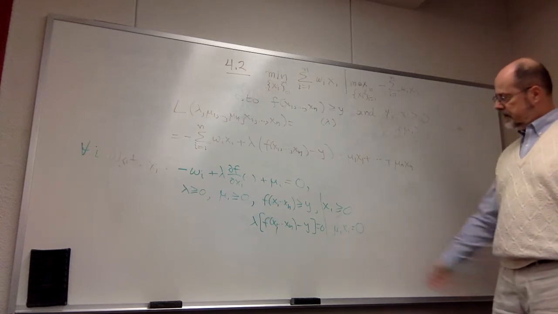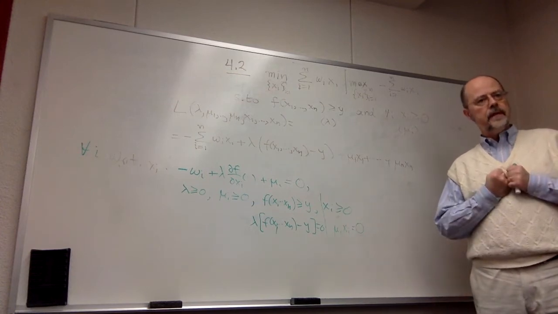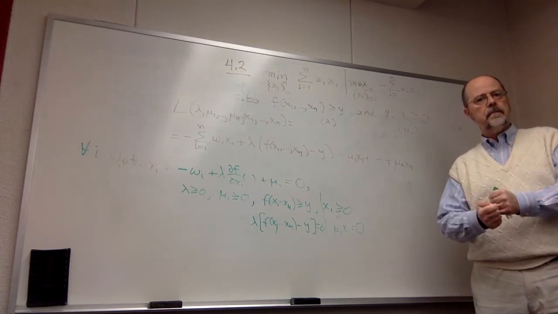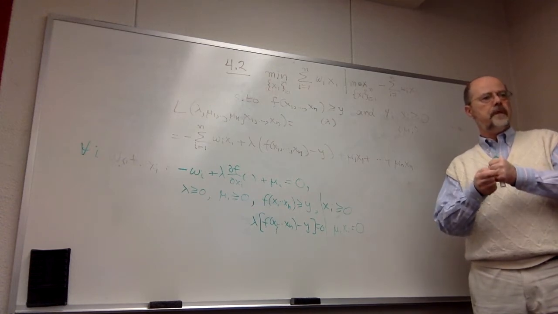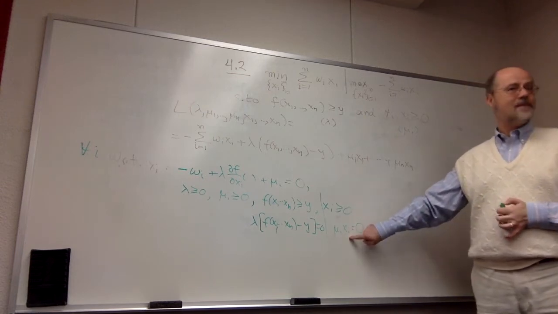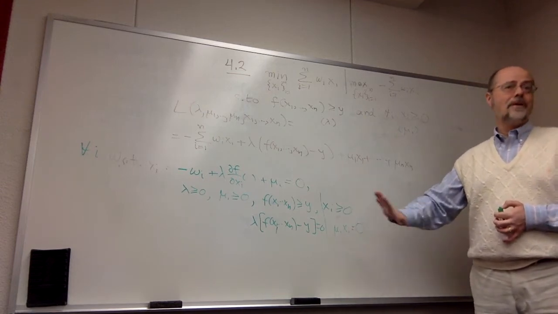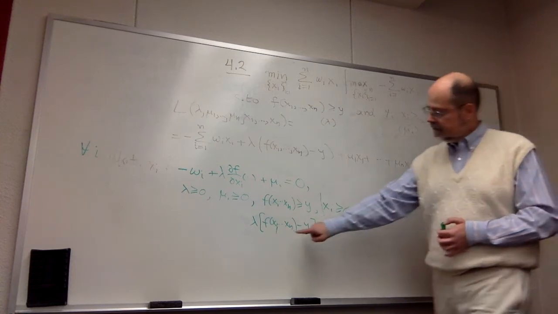Vice versa. If the multiplier is positive, it means that you felt in your maximization that the constraint is binding, is bothering you. In which case, you've hit the constraint. You can't go any further because of the constraint. So then xi will be 0. The same story here.